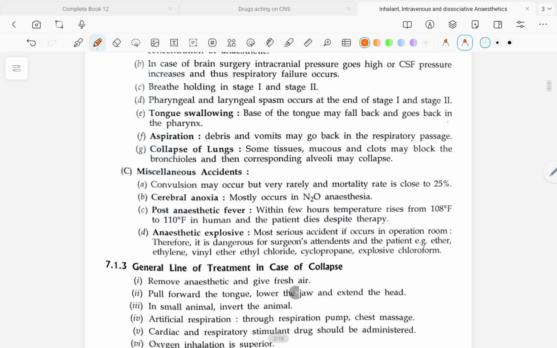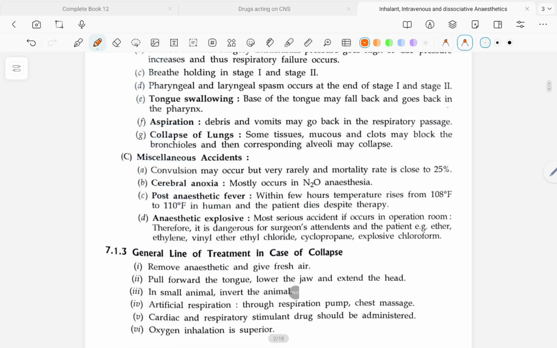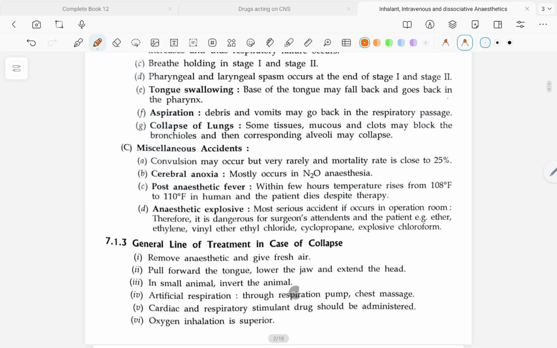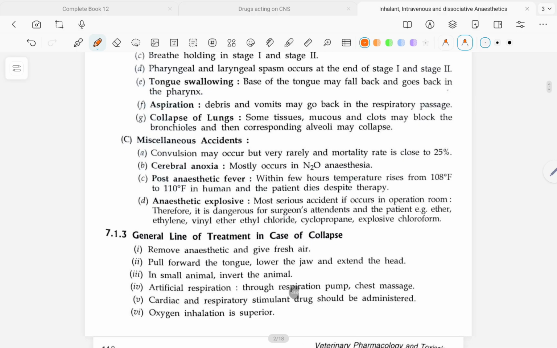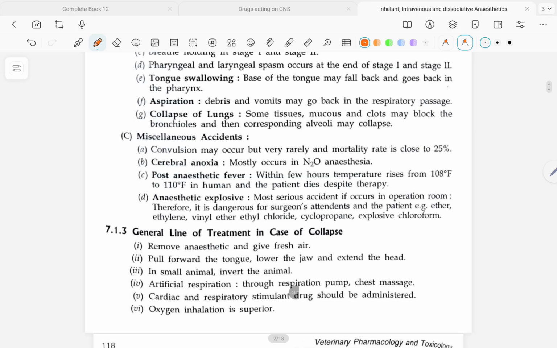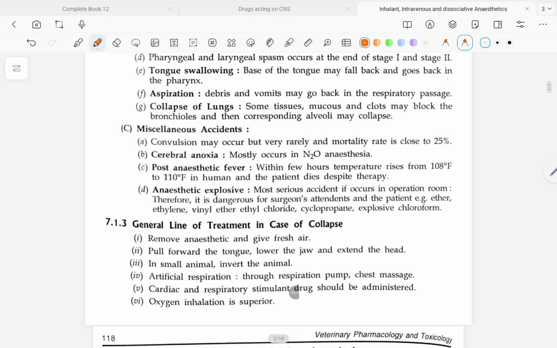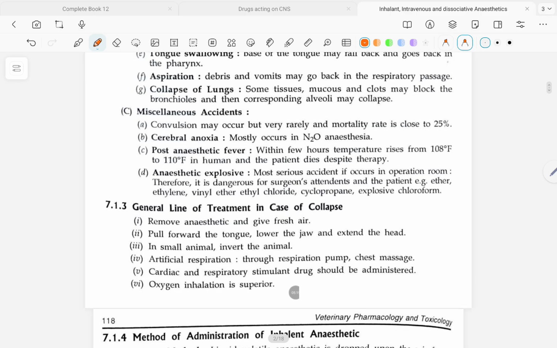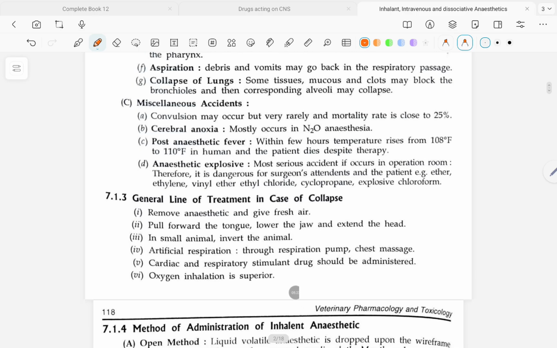Tongue swelling. The base of the tongue may fall back into the pharynx. Aspiration: debris and vomit may go back into the respiratory passage. Collapse of lungs: some tissue, mucus, and clot may block the bronchiole and then the corresponding alveoli may collapse.